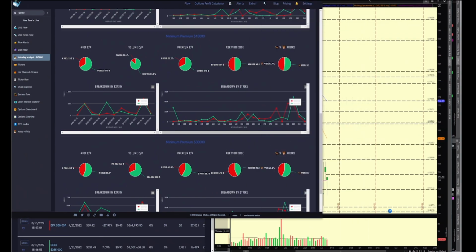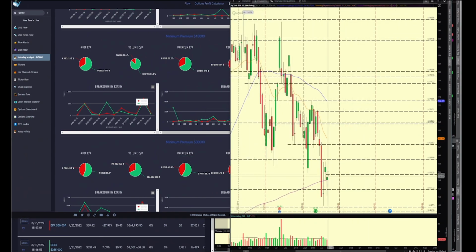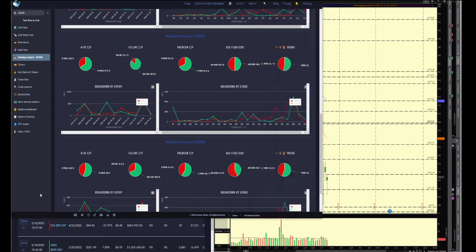So that is the intraday analysis page, and the flow and how I use it. That was a great example there. Apple is another great example. And this process takes time, guys. A lot of people want things just handed to them, and it's not like that.